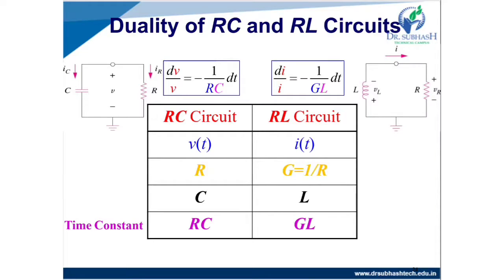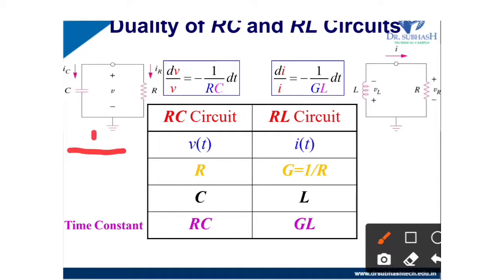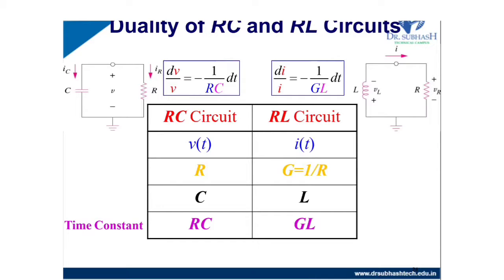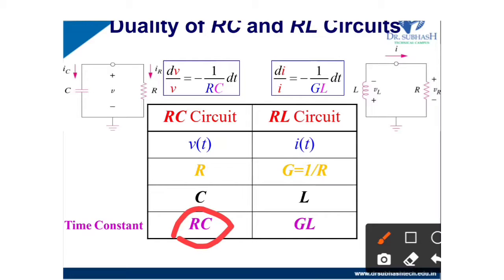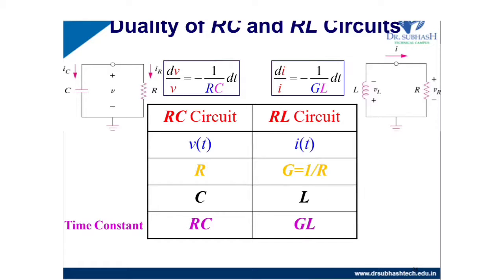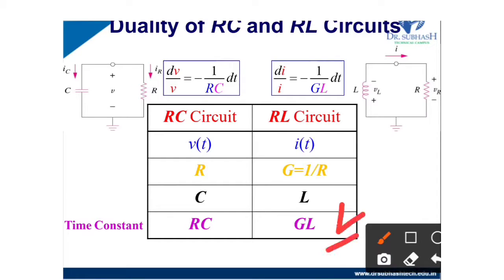Now the duality of the RC and RL circuits. On the left side is the RC circuit and on the right side is the RL circuit. In the RC circuit the time constant is equal to RC, and in the RL circuit the time constant is L by R. So it is 1 upon R, which means G. So it is L by R.